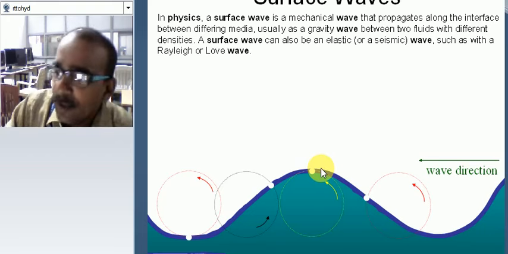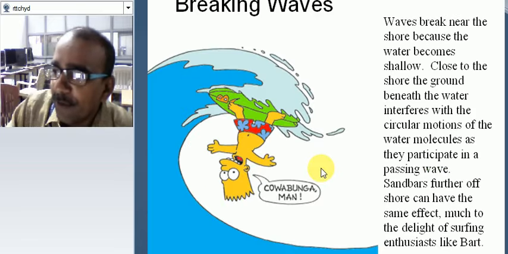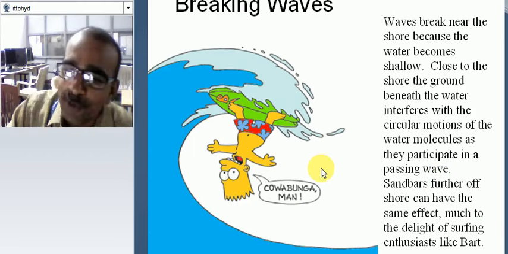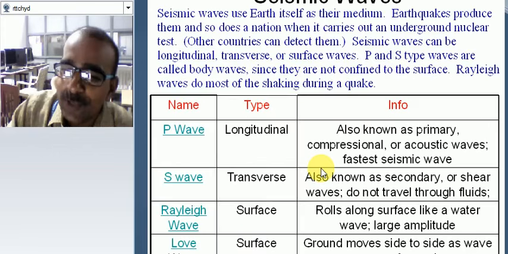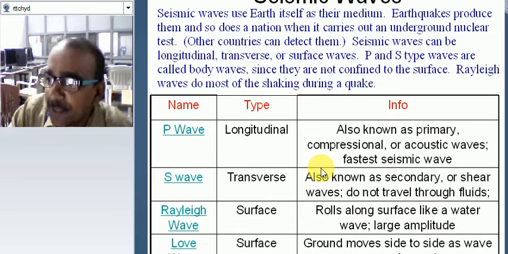The breaking wave, the next type of wave, is almost opposite to the previous types of waves. Now, the different characteristics of the waves. The first one being the amplitude. The amplitude is the maximum displacement of a particle or a medium from its equilibrium position.